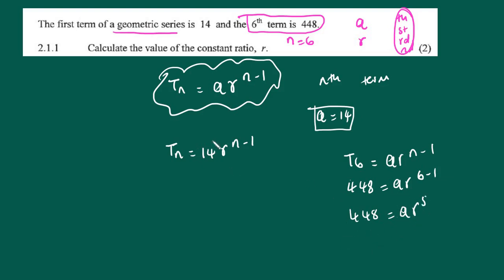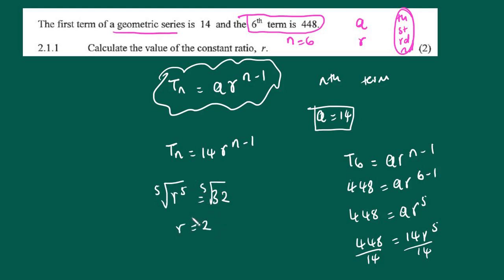But then remember that you already have your A. We said our A was 14. Then now we can divide by 14 both sides. If we do that, our R to the power 5 will be equal to 32. Then to get that R, since it is the power of 5, you're going to find the fifth root. The fifth root of that, the answer is going to be 2.